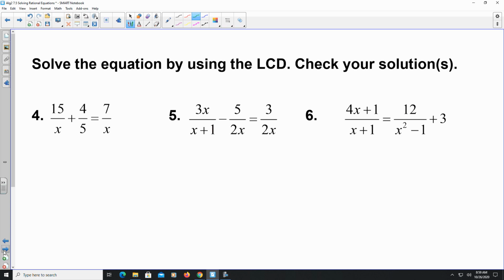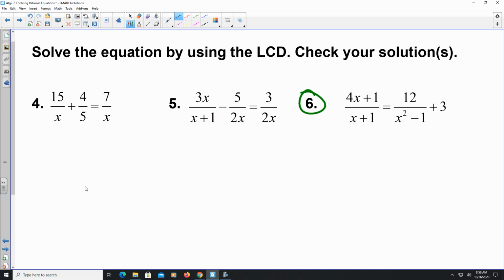All right, so looking at these ones here, again, I'm going to do number 6. But if you have questions on 4 or 5, please leave a comment. I'm more than happy to work those out. But I bet looking at 4 is probably the more challenging of the 3.